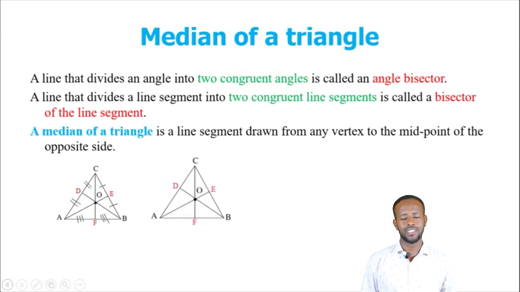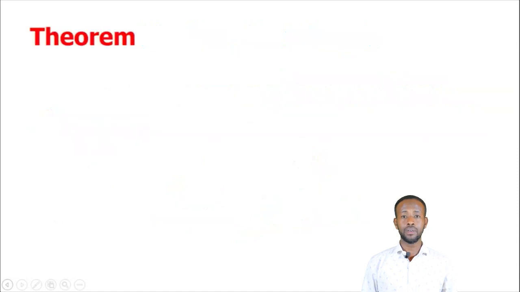Here also, there are medians AE and BD. Here there is a median, BD only, one median. It comes from vertex B and goes to D. Now let us see the theorem, the first theorem of this lesson.